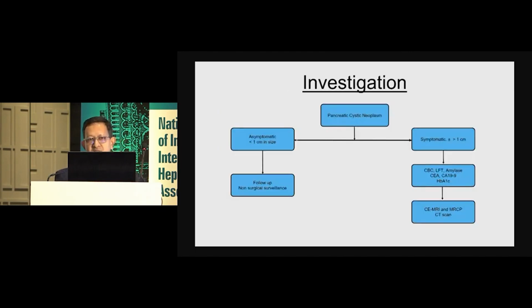So when to investigate? If a patient has an asymptomatic cyst that is less than 1 centimeter in size, there is no need to investigate, but the patient has to be kept in follow-up. But if the patient is symptomatic or the cyst is more than 1 centimeter, then we have to do investigations. These include routine blood biochemistry, and HbA1c is very important in these patients, because they have shown deterioration in glycemic control or a recent onset of diabetes in the last 1 year.